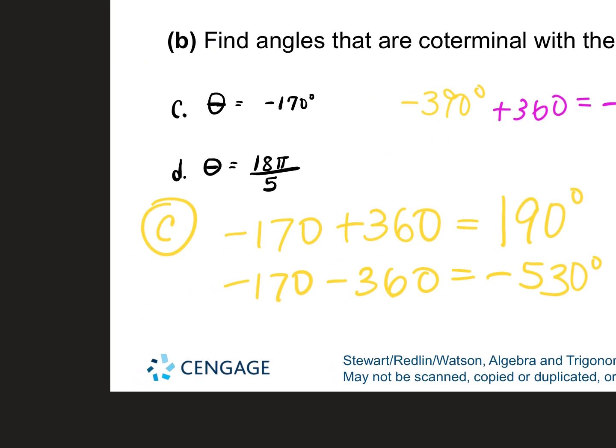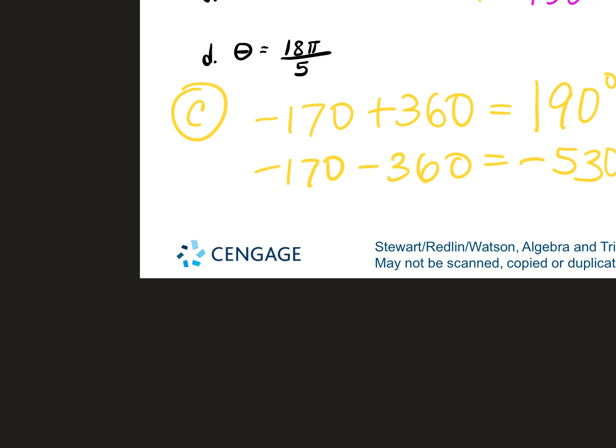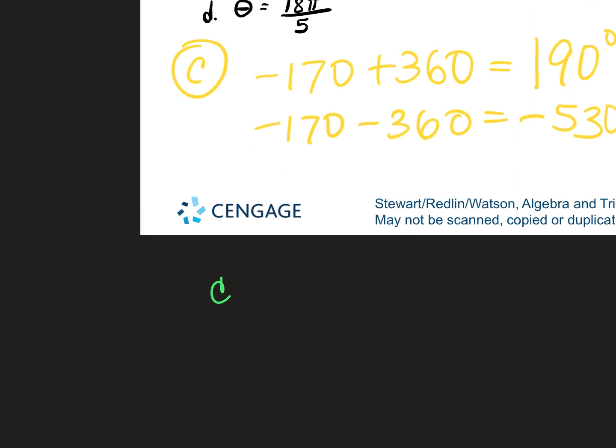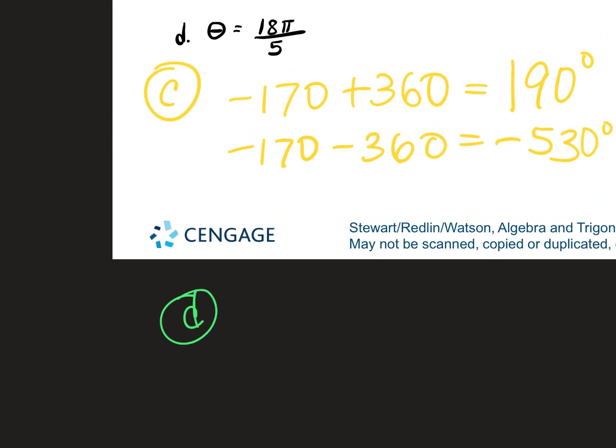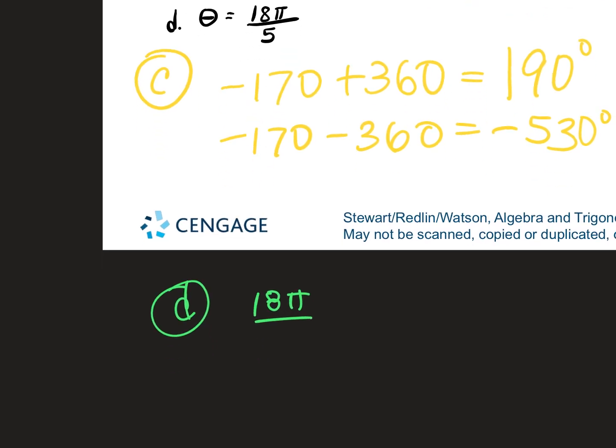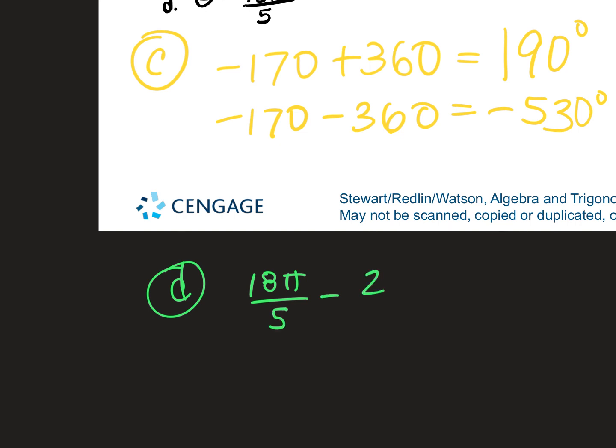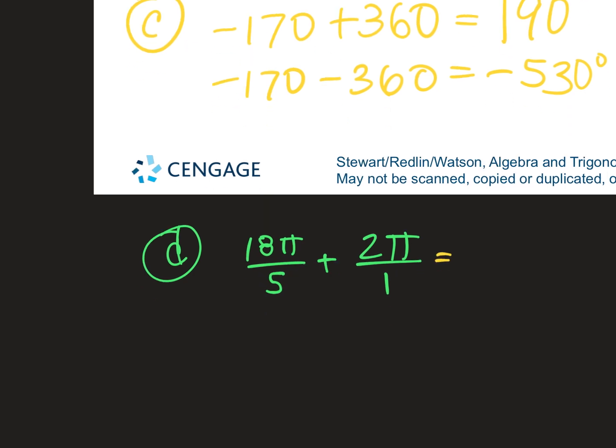Now, letter D is a tad bit harder. Why is it harder? Because it's in radians. So it's the angle plus and minus 360. Well, 360 is the same as 2 pi. So I have 18 pi over 5, not 118. I have 18 pi over 5 minus 2, well, that's plus 2 pi over 1. I'm adding a whole circle. Guys, how do you get a common denominator? Would be what?